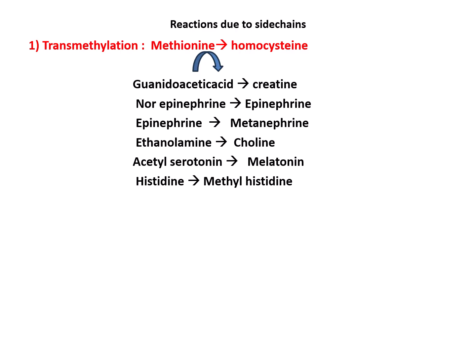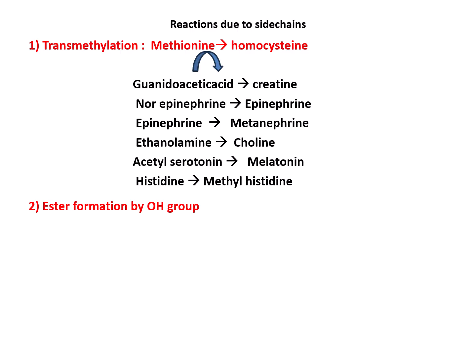Phosphatidylcholine is one of the components of lung surfactant. Acetyl serotonin derived from tryptophan accepts the methyl group from methionine and gets converted to melatonin, responsible for maintaining the circadian rhythm or the biological rhythm. Histidine undergoes methylation to form methyl histidine.